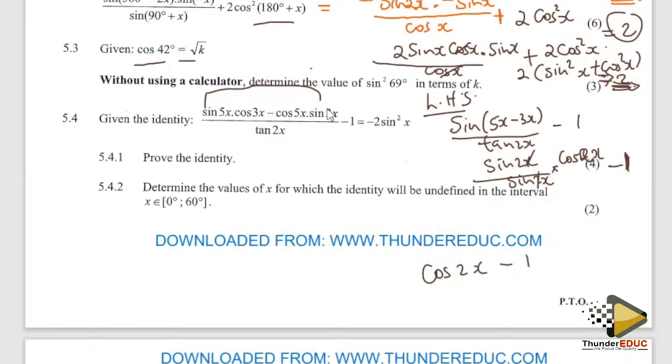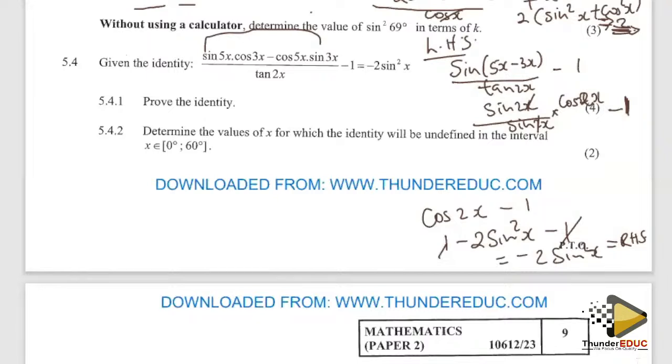So when I look at the double angle of cos that has a sine, that's going to be 1 minus 2 sine squared x, minus 1. So this one will cancel that one, and we shall only be left with negative 2 sine squared x, which is the same as our right-hand side. Okay, so that's how we go about 5.1, 5.4.